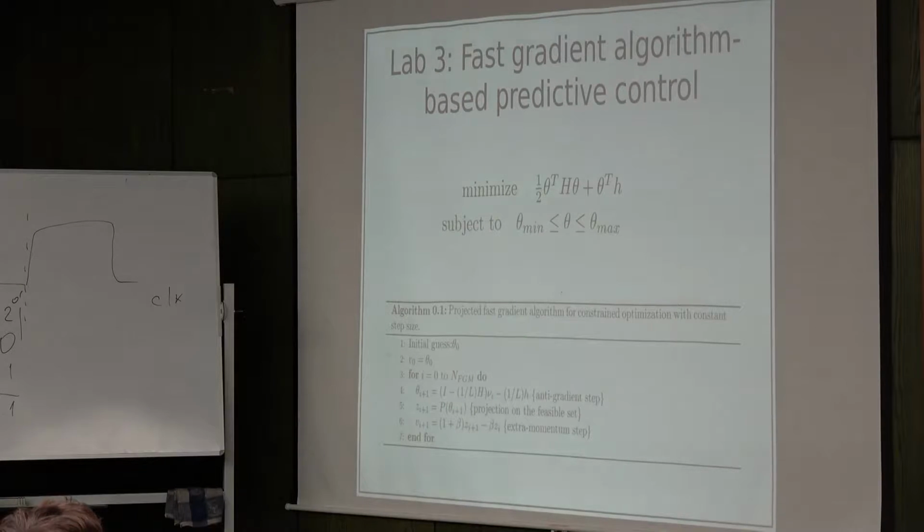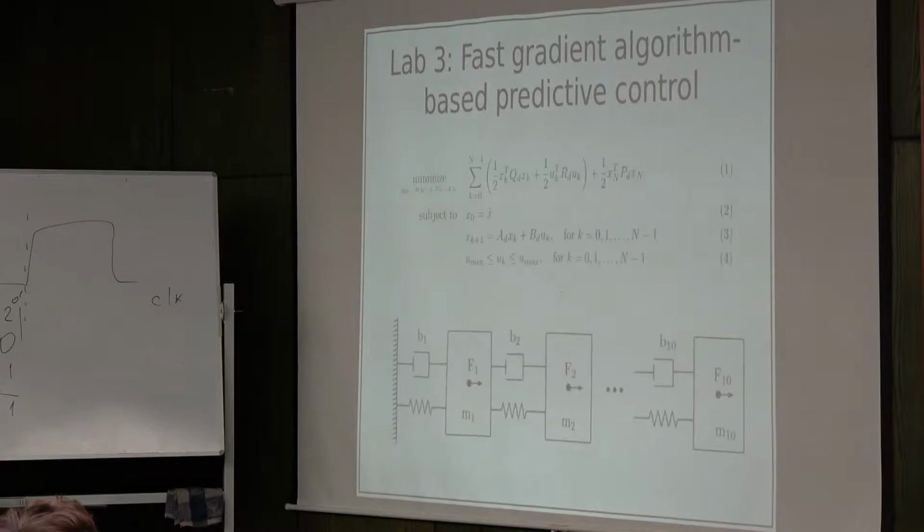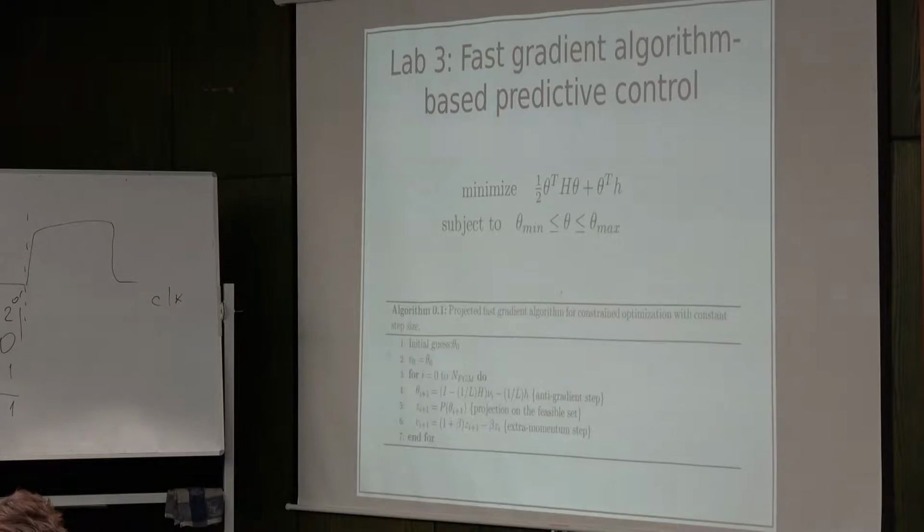Although I didn't show it on the slide, this is a parametric optimization problem. The gradient vector h is dependent on the current state. So we will update the gradient every step, every sampling instant, in order to solve the corresponding optimization problem. The good thing is that the Hessian is fixed, and we can pre-calculate some of the matrices for our optimization algorithm.